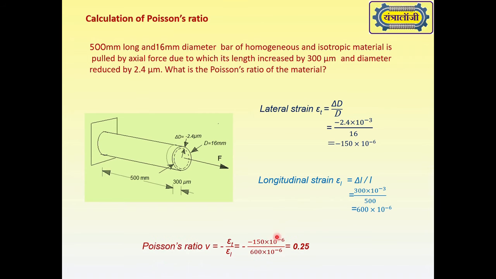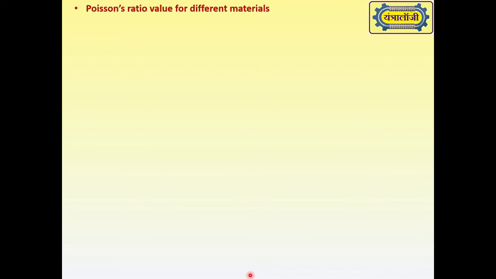Hence the Poisson's ratio mu is equal to minus epsilon t upon epsilon L, that is lateral strain upon linear strain. So both the negatives get cancelled and we get a positive 0.25 as the Poisson's ratio. Poisson's ratio value for different materials.